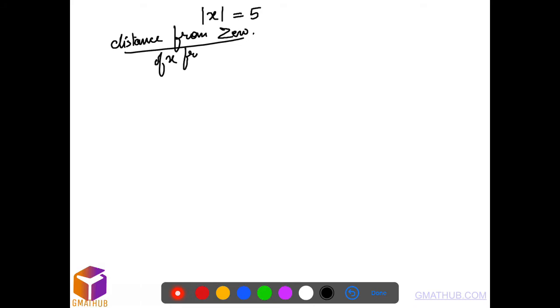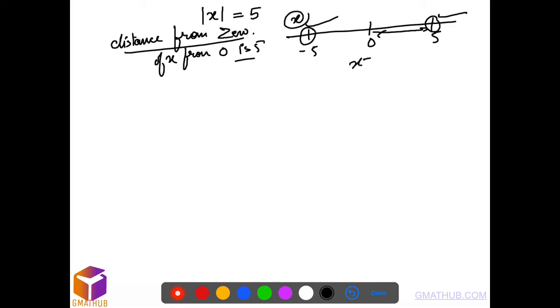Now there is one more way we can understand mod. Mod is defined as distance from 0. For example, if I say mod of x is equal to 5, that means distance of x from 0 is 5. But distance can be on either sides. This distance is also 5, so this can be x. This distance is also 5, this can also be x. So x could be 5, x could be minus 5. This is another way to look at mod. So distance of x from 0 is equal to 5.